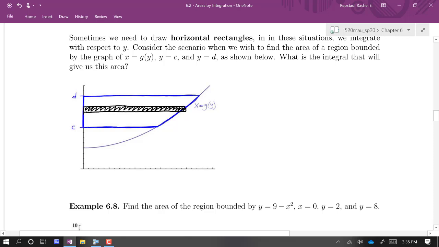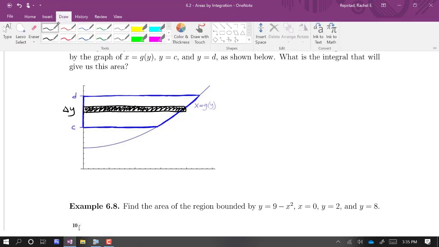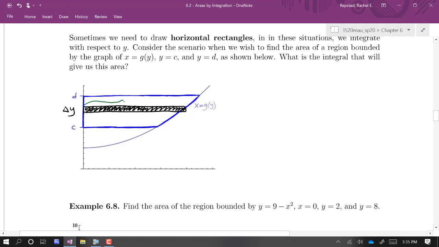A horizontal rectangle. Now the width is a vertical width, so that's a delta y width. And the length is a horizontal length, which means it's going to be the right x minus the left x. And in this case, that looks like g of y minus 0, or just g of y. The area of the sample rectangle, our delta A, length times width, now is g of y times delta y.